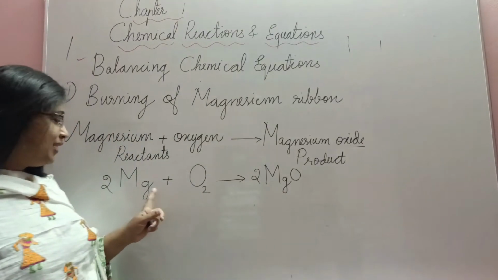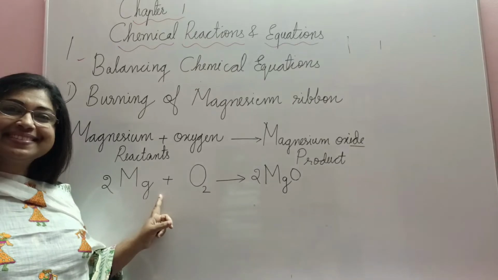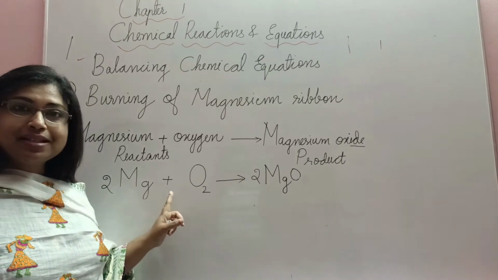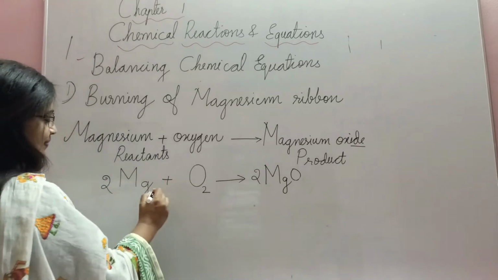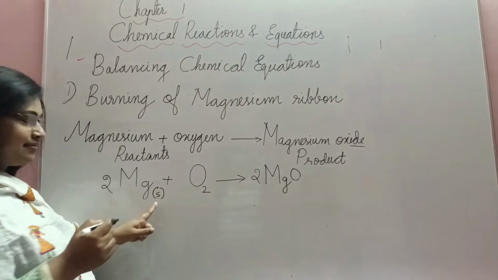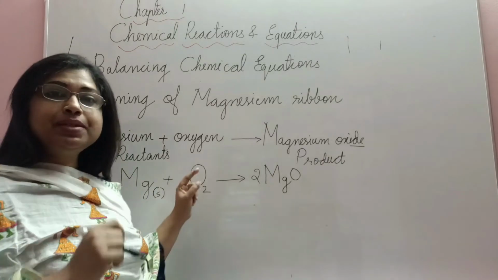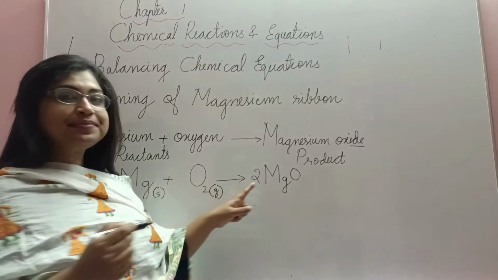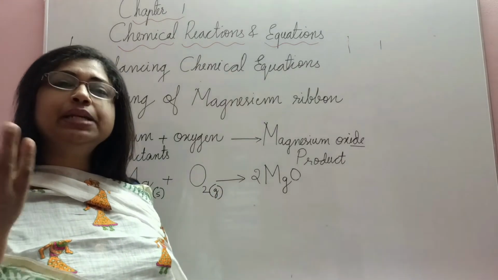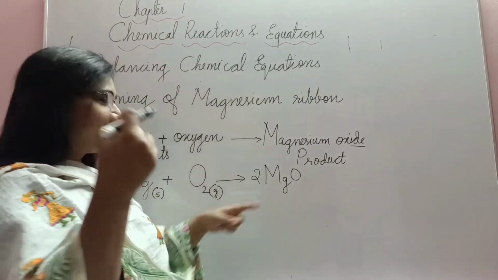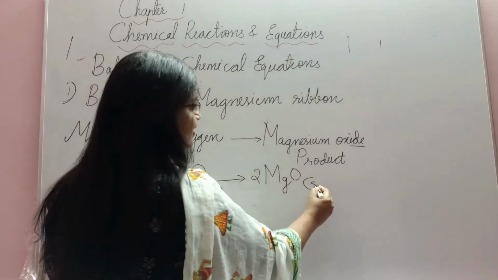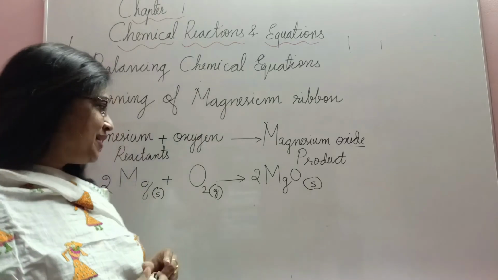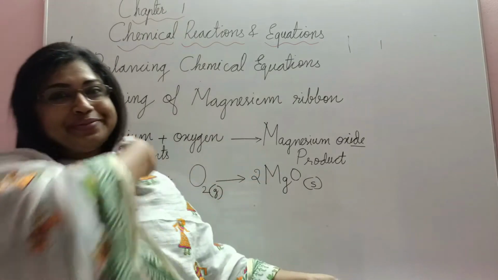Now see, why don't we write the physical states here? Magnesium is a metal, and you know metals are in solid state. Oxygen is a gas present in air, so it is a gas. Magnesium oxide is a white powder, it is a solid, so the physical state is solid. Okay children, I hope this part is clear for you.